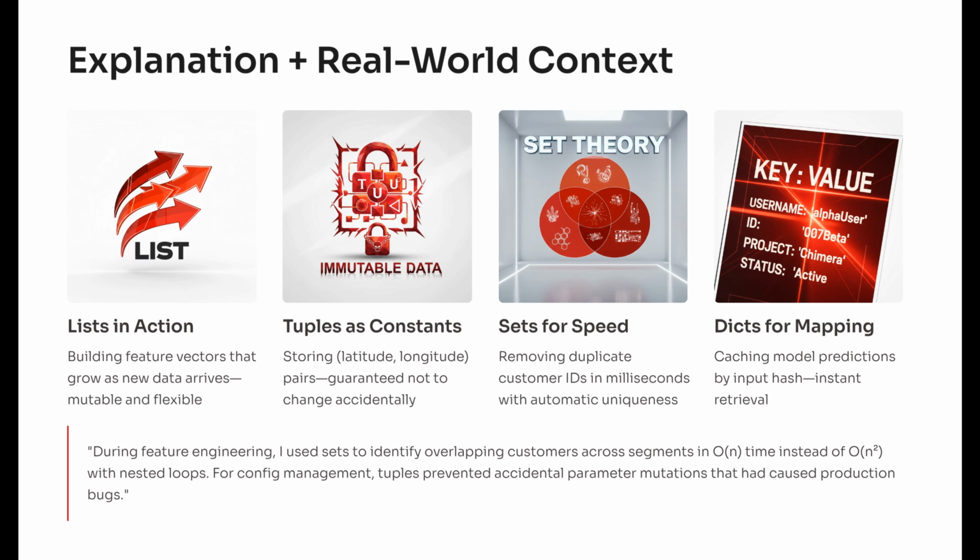Let's go a layer deeper, because the real power of these structures comes from knowing how to use them in real data science pipelines. Here's how they play out in practice. Lists in action. Lists are mutable, they grow as new data arrives. Imagine you're building a feature vector. Each new transaction adds another element. Lists are perfect when your data changes frequently during training or feature engineering.